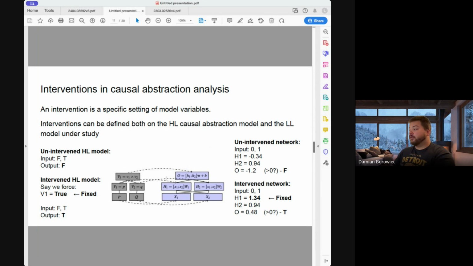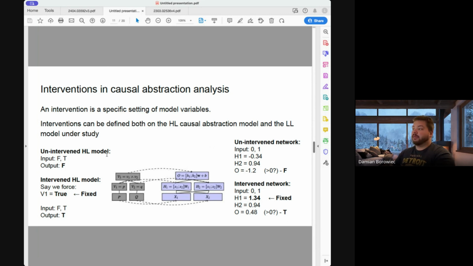We could then perform an equivalent thing on the low-level model. In this case, on the unintervened network, if we have an input of 0 and 1, these would be the states of the hidden variables, and this would be the output. It's less than 0, which means it's false. So we could also intervene on that. We could fix one of those representations or hidden variables to say this number, and we could force that model for this specific input, which is 0, 1, to then output true.